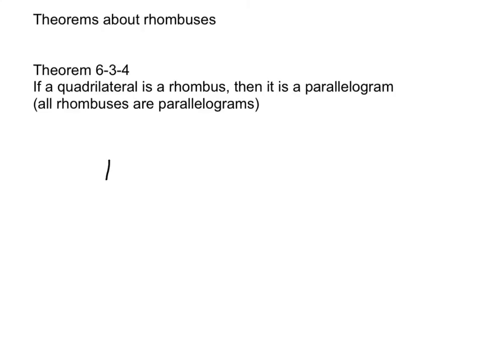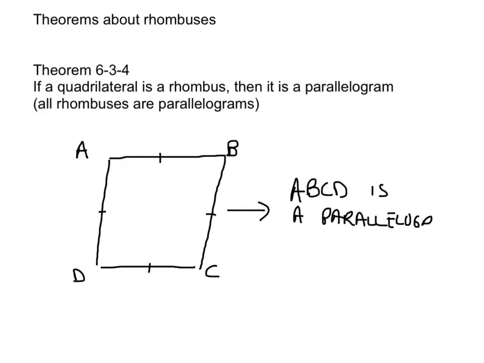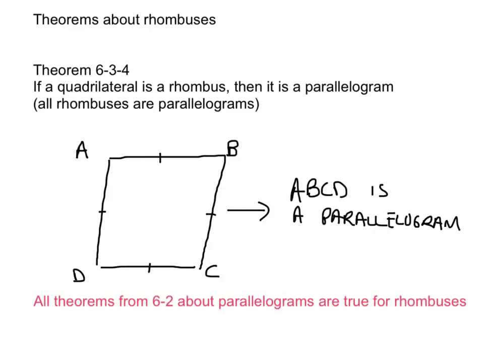So if we had a rhombus as such, and we can call it again A, B, C, D, and the reason why we know this is a rhombus is because all sides are congruent. What we can instantly say is that A, B, C, D is a parallelogram. And just like rectangles, make sure you realize that since all rhombuses are parallelograms, all of the theorems from 6-2 about the parallelograms are also true for rhombuses.